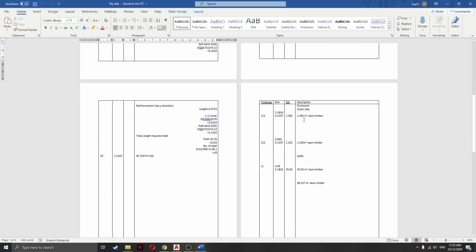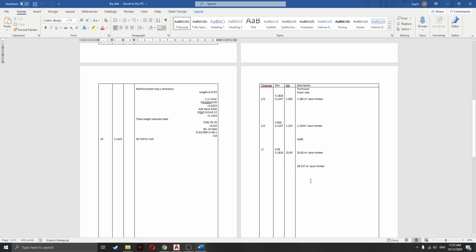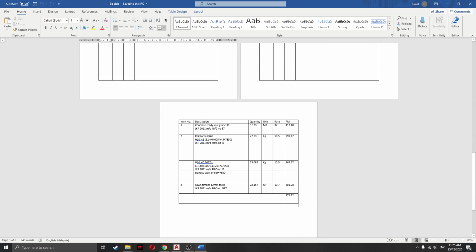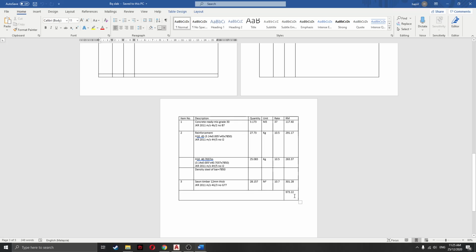Formwork, I get 1.282 timber, 1.225 timber, 25.65 timber for soffit. Then total up, I get 28.157 timber. For the total amount is 173.22.